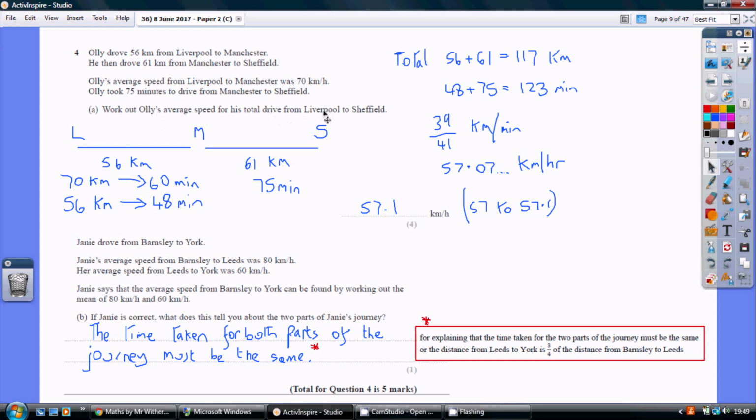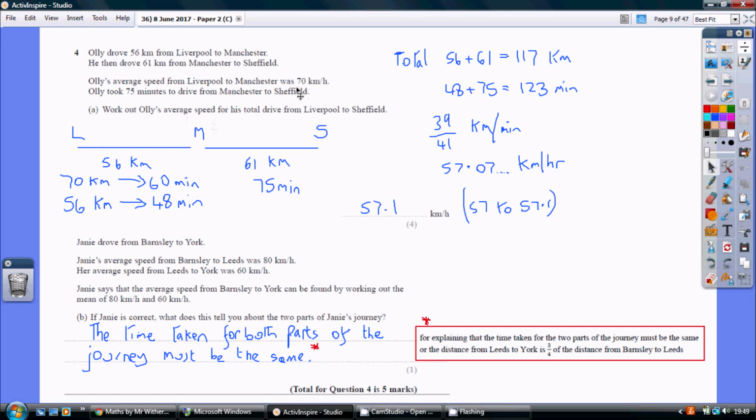So to work out the average speed, we're going to need to know the total distance travelled, which we do. That's 56 kilometres and 61 kilometres. So the total distance travelled is 117 kilometres. And we're going to need to know the total time taken. Well, we know the time taken in minutes for the second part of the journey from Manchester to Sheffield, but we don't yet know the time taken for the first part of the journey from London to Manchester.